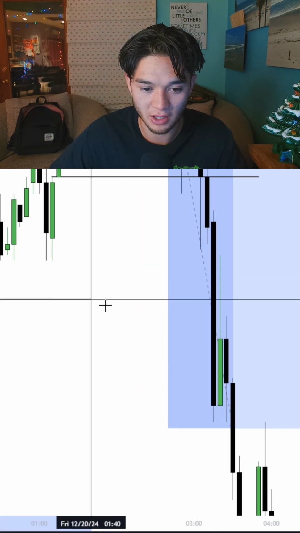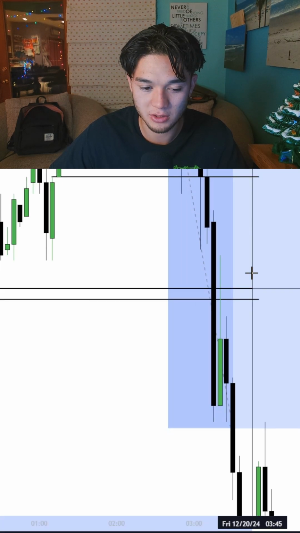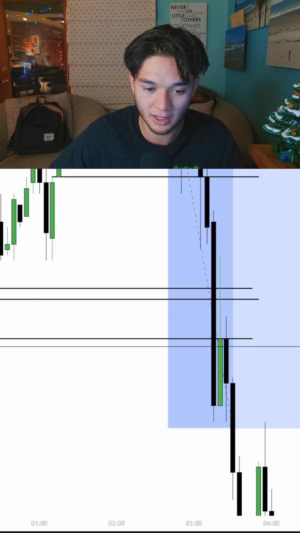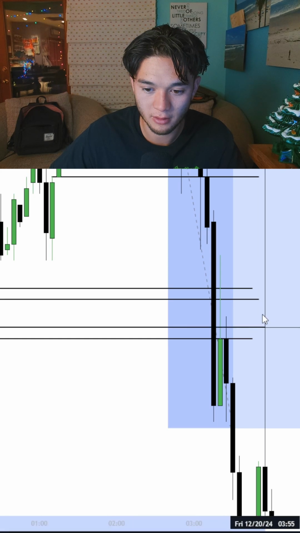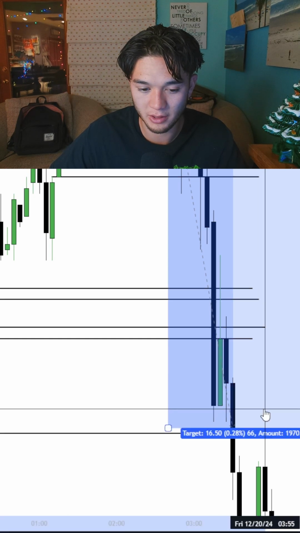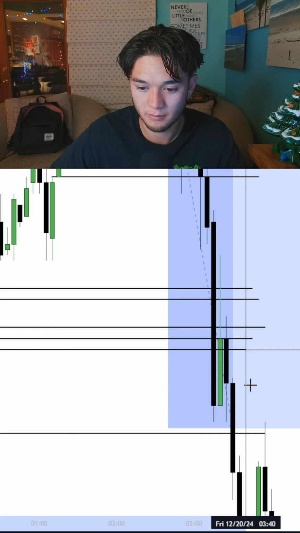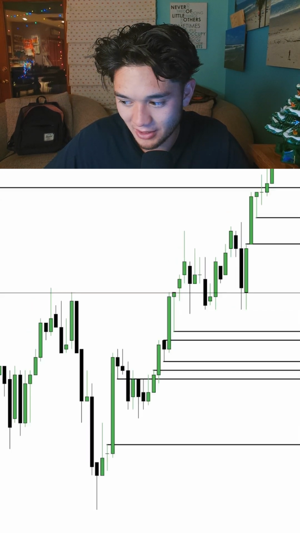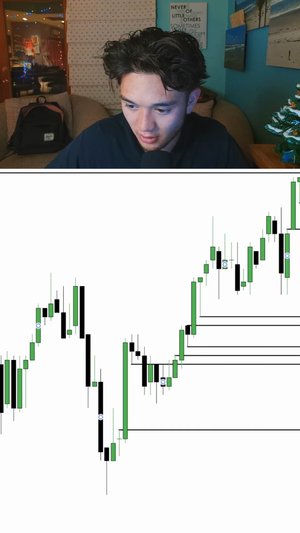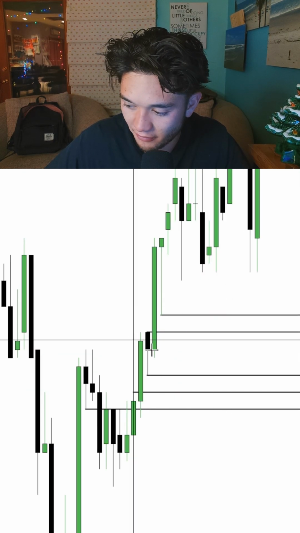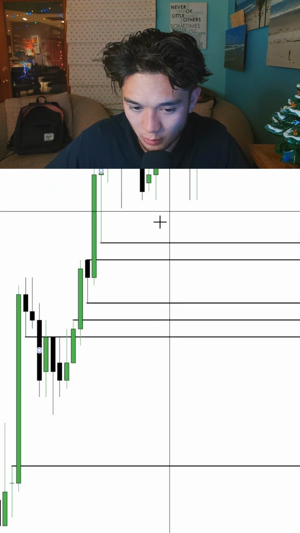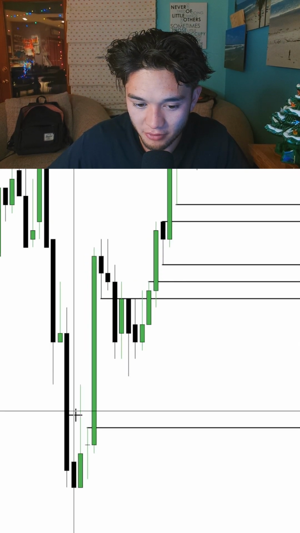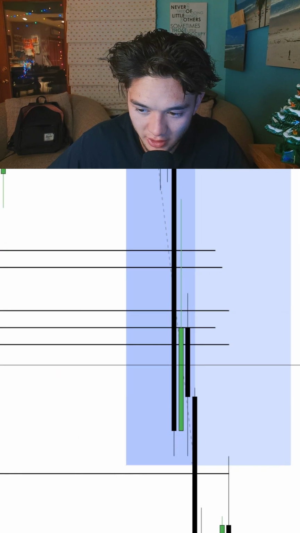We have this fair value gap right here. This can be a target. We have this fair value gap right here. And we also have this bigger fair value gap right here. As I was drawing that out, you actually couldn't see the fair value gaps because I'm an idiot. But these are what I was drawing out. We have this fair value gap that you could target. We have this little fair value gap that you can target. And we also have this bigger fair value gap over here that you can target.